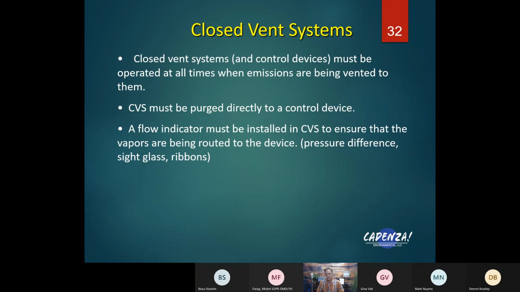I've seen folks using a pressure differential to show that flow must be going in a certain direction, or sight glass, or even something as simple as ribbons in a sight glass to show that yes, indeed, the flow of air or flow of emissions is towards the control device and not going out somewhere else, some hole or a gap, crack, or other situation that might be otherwise going to the atmosphere.